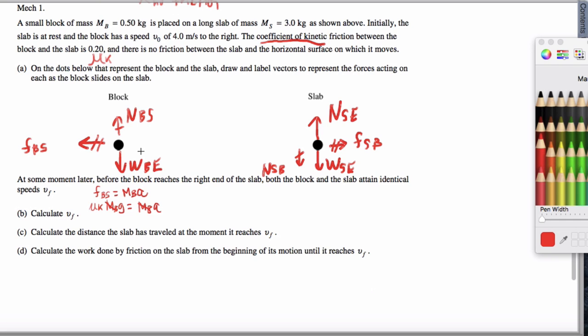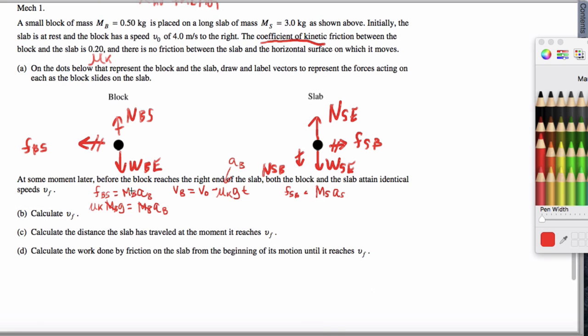And just to be clear here, if we wanted to write down the velocity equation based on the acceleration, the velocity of the block is going to equal v naught, its initial speed, minus its acceleration times time, which in this case is mu kinetic times g times t. Now for the slab, let's look at its acceleration. We're going to have the friction on the slab due to the block equals the mass of the slab times the acceleration of the slab. I'm going to write a little label here: acceleration of the block, acceleration of the slab.